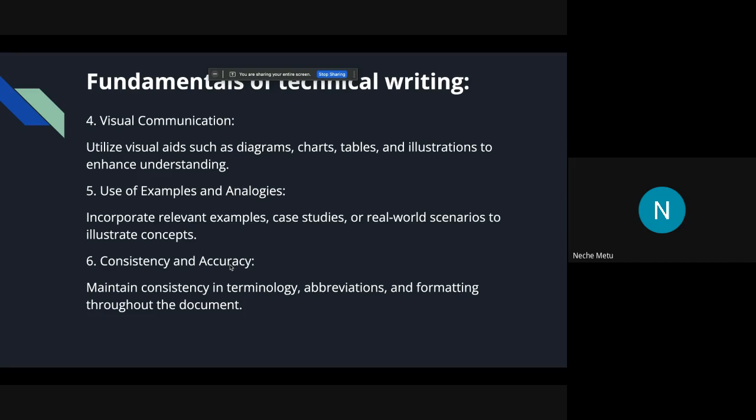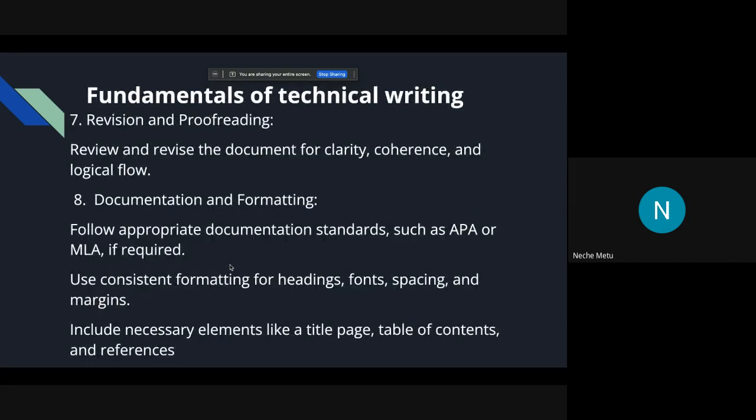And then looking at consistency and accuracy. You have to maintain consistency in terminology, your abbreviations, and the format throughout the content. You have to maintain however you started your terminology. You don't have to make it look too ambiguous. If you have to use abbreviations, you have to use keywords, which you actually explain later at the end of the document. So next slide, please.